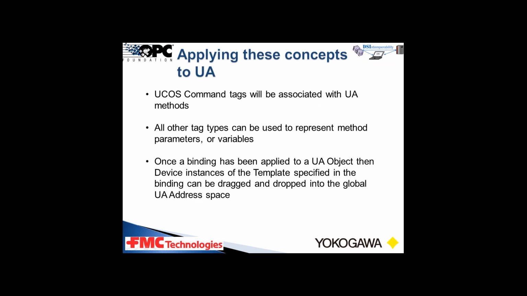So UCOS command tags are a special type of tag that represents an instantaneous method call, and that's what gets mapped to methods. And all other tag types can be used to represent either method parameters or variables. That would be floats, analog ins, analog outs, digital ins, digital outs, text ins, and text outs. And once the template has been applied to the UA object, then the device instances can be dragged into the global UA address space. So the strength here is that you express at the type level how a particular object is going to behave, and then with very little work you can create many, many instances of that particular type.